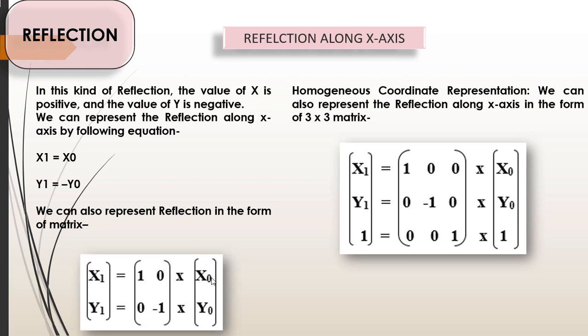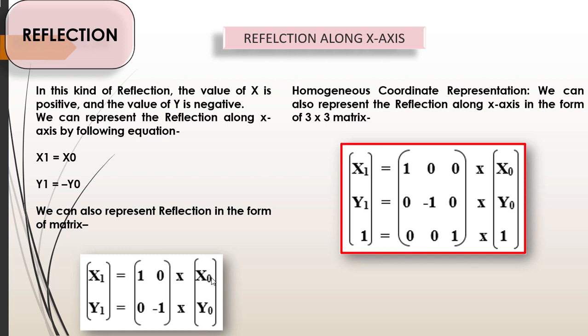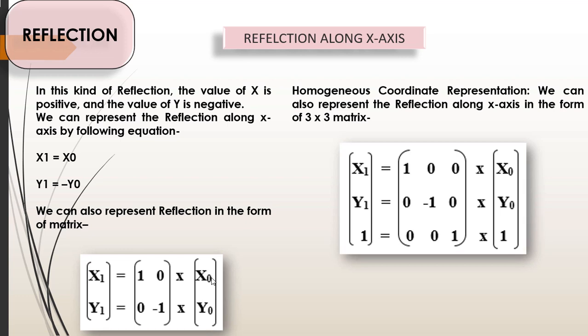Now we are going to represent homogeneous coordinates. For that purpose we use the form of a 3 by 3 matrix. So x1 y1 1 is equal to 1 0 0, 0 minus 1 0, 0 0 1, times x0, y0 and 1. So this is all about reflection along the x-axis.